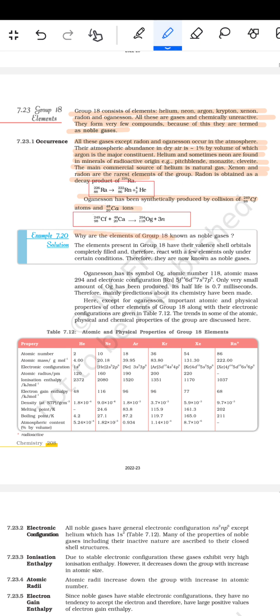Why are the elements of group 18 known as the noble gases? The elements present in group 18 have their valence shell orbitals completely filled and therefore react with a few elements only under certain conditions. Therefore, they are known as the noble gases.